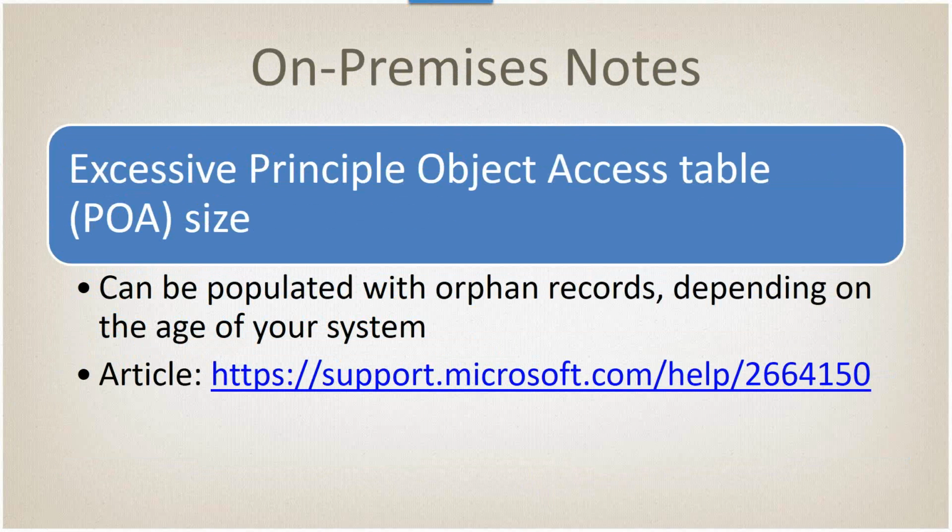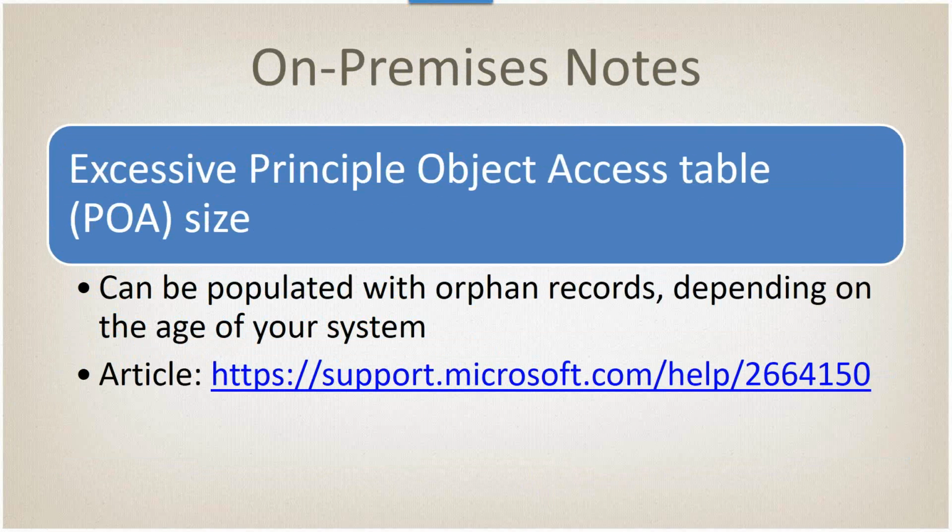Okay. If you're on premises, one thing to note is, depending on where you started out with CRM, say if you started off with CRM 4 2011, there were bugs that could introduce orphan records into your POA table, potentially a large quantity of them. If you've been around a long time, you could actually end up with millions of records in the POA table accidentally.